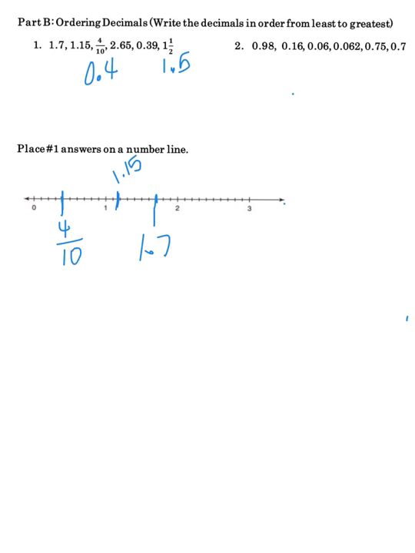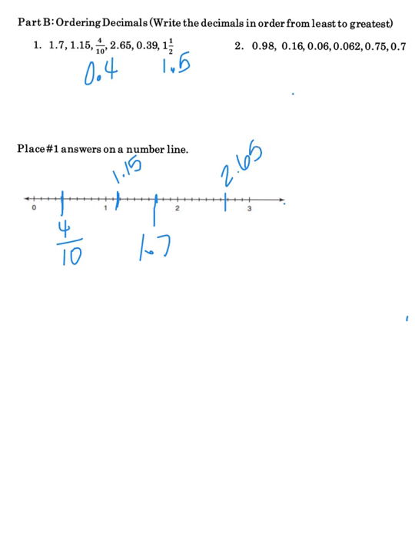Next, we have 2 65/100. 2 65/100 falls halfway between 2 6/10 or 60/100 and 2 7/10 or 70/100. So we count, and our 2 65/100 falls approximately here.